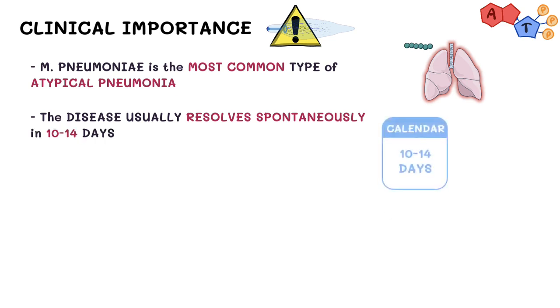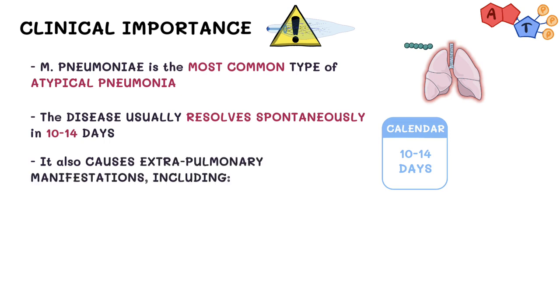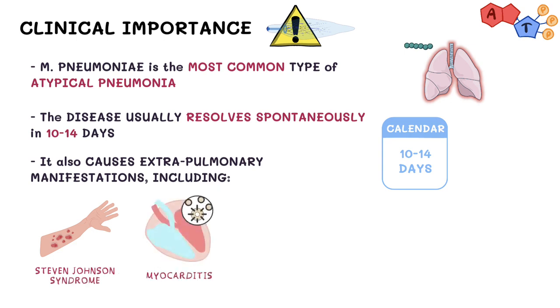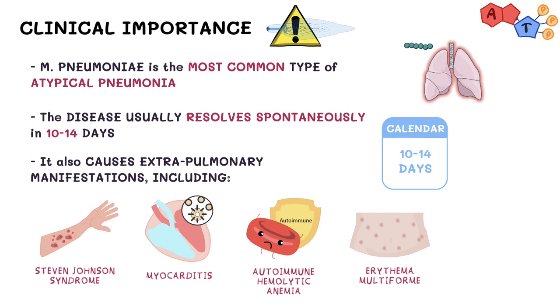In addition to pneumonia, the organism can also cause extrapulmonary manifestations, which include Stevens-Johnson syndrome, myocarditis, autoimmune hemolytic anemia, erythema multiforme, Raynaud's phenomenon, and others.